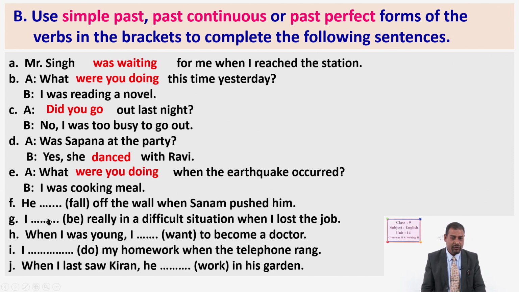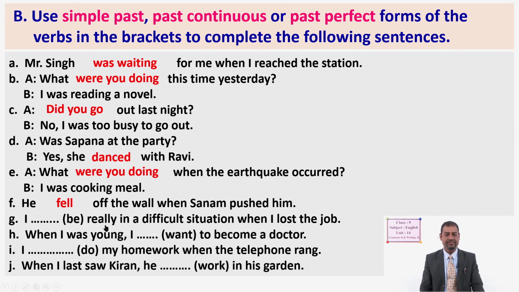See, first of all, what happened? He fell off the wall. But why? Because another person pushed him. So first of all, Sonam pushed him and then immediately he fell down. In this type of two immediate actions in the past, we have to use simple past tense. Is it clear to you? Well, now we have the next one.